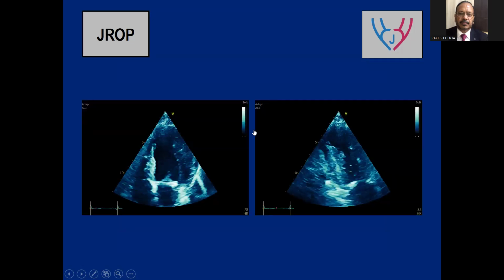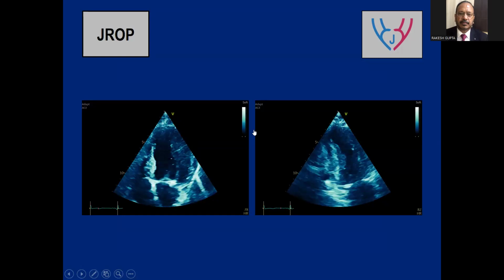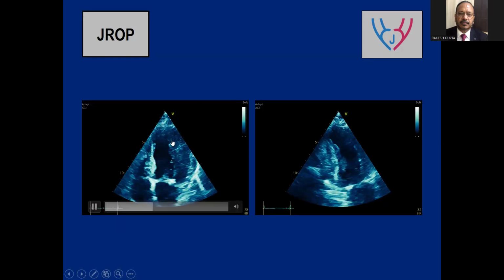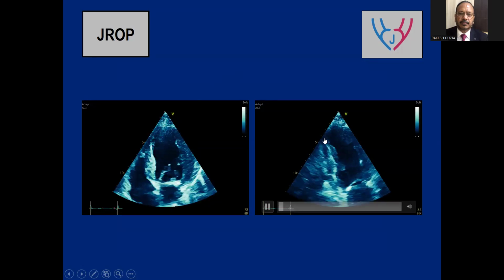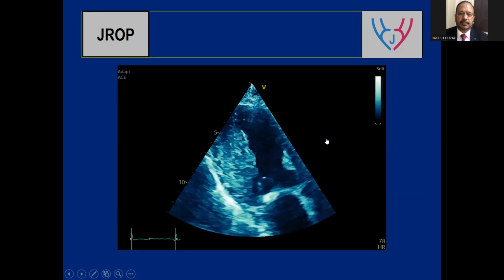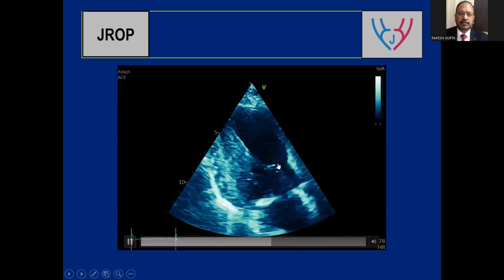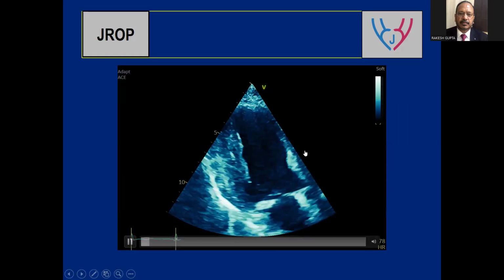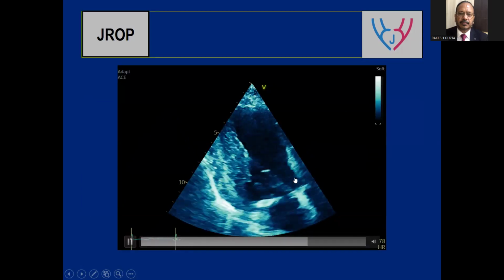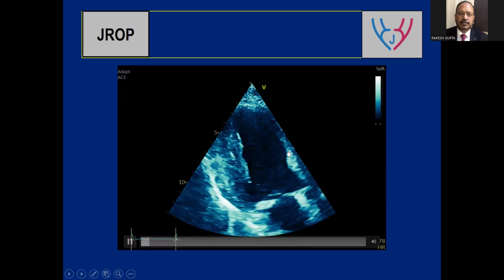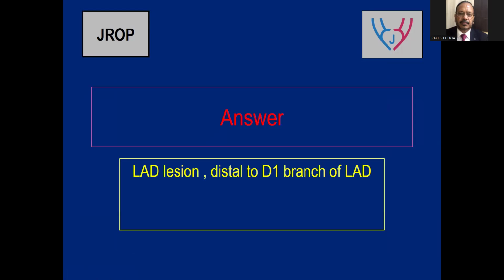So let's move to another case, almost similar. Now in this image, look, the apical lateral, apical septum, apical and mid anterior wall and apical inferior wall are involved. But you look carefully, this segment is contracting. If this segment is contracting, what does it mean? It means we are dealing with a mid LAD lesion where the D1 branch of the LAD is preserved. So the answer is an LAD lesion again, but distal to the D1 branch of the LAD.